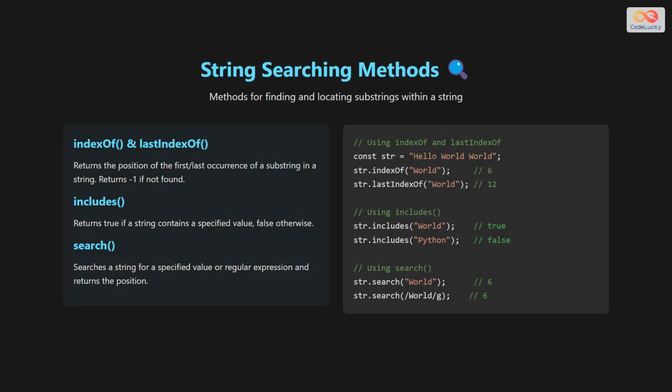Let's explore the string searching methods in JavaScript. These methods are used to find and locate substrings within a string. The indexOf method returns the position of the first occurrence of a substring in a string. Similarly, lastIndexOf returns the position of the last occurrence. If the substring is not found, both of these methods return -1.